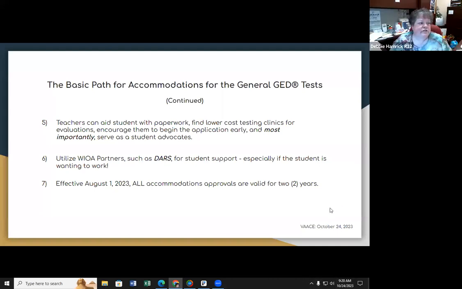Hey, any other questions based on the accommodations from Debbie Bergtholt?